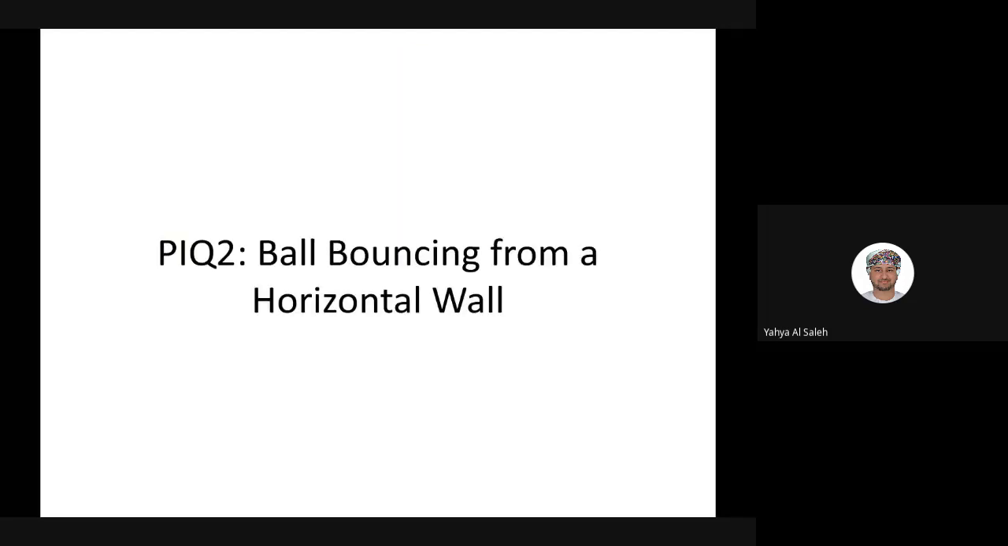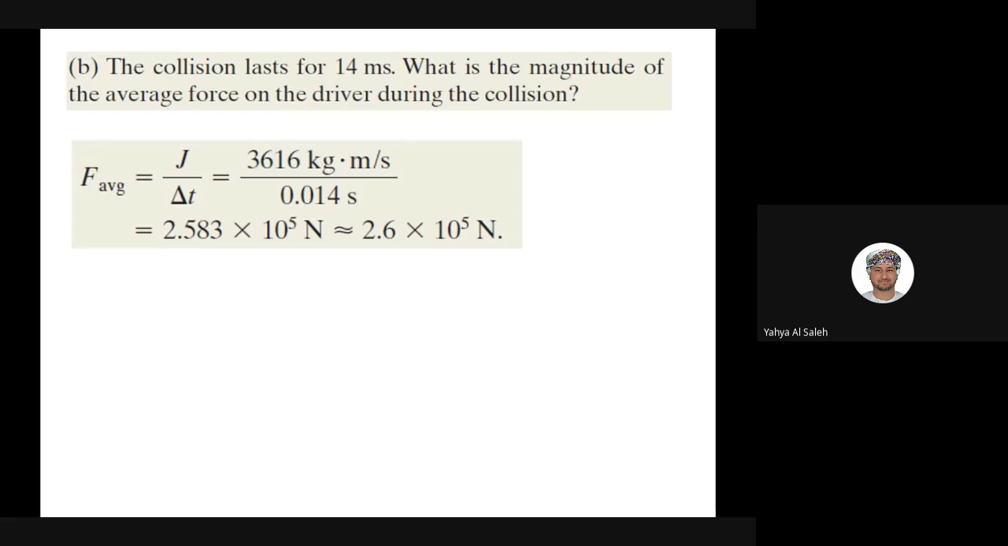Now, what happens instead if delta t is increased from 0.014 seconds, from 14 milliseconds, to only 1 second? So not a huge increase. You're just increasing to 1 second, but that's enough. What would the force be?